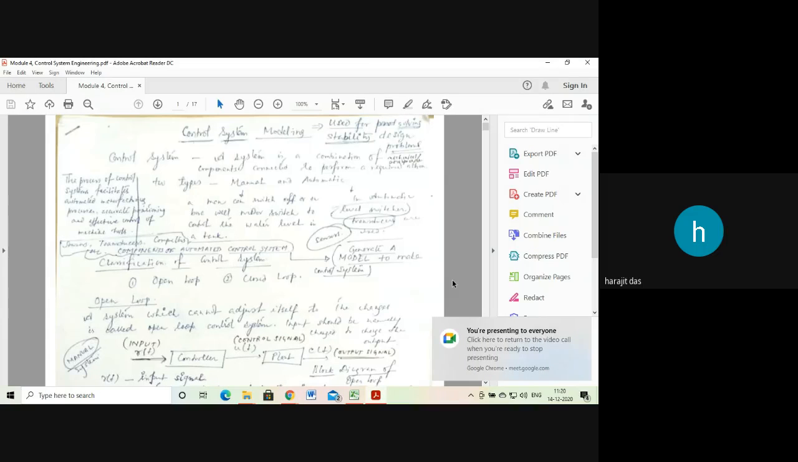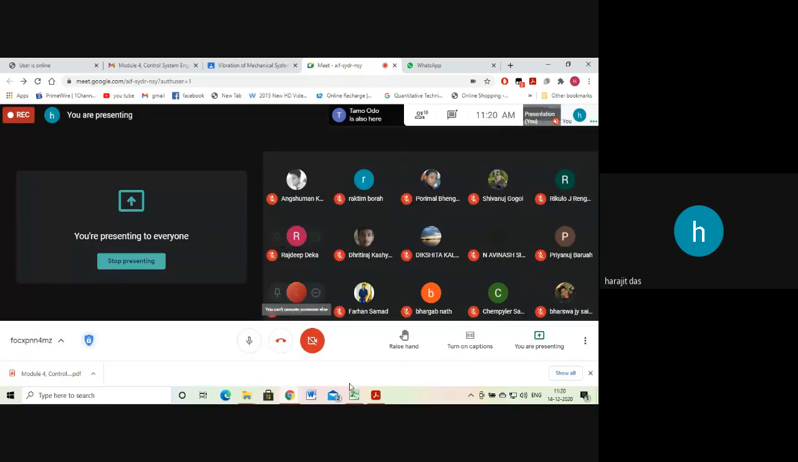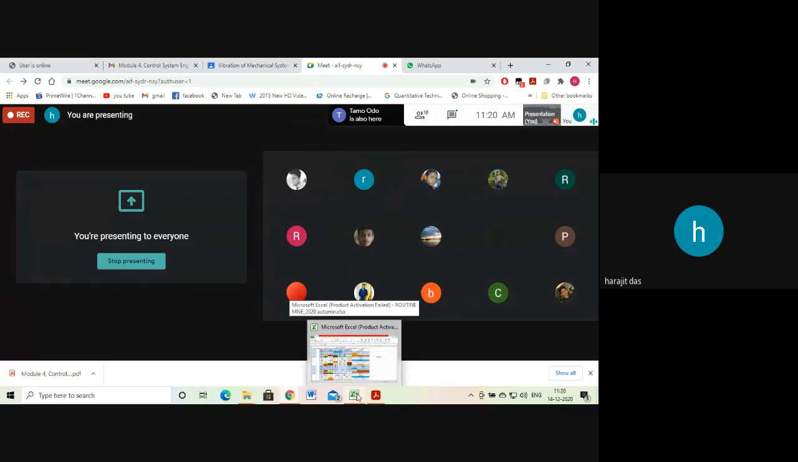So it is a combination of components connected to perform a required action. These control systems are mainly classified as manual and automatic. In our general language, we classify them into two categories. You can see some examples. Whenever we need to decrease or increase the effect of a normal fan, what will we do? We will be rotating the regulator.